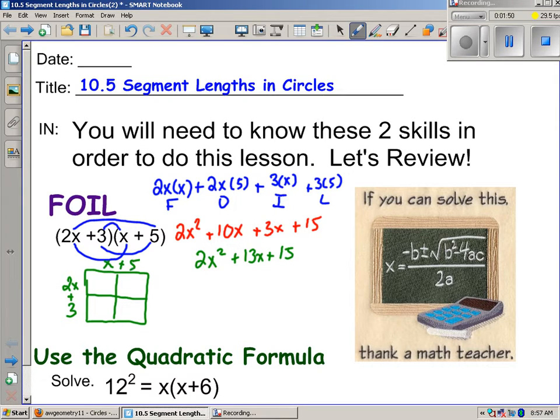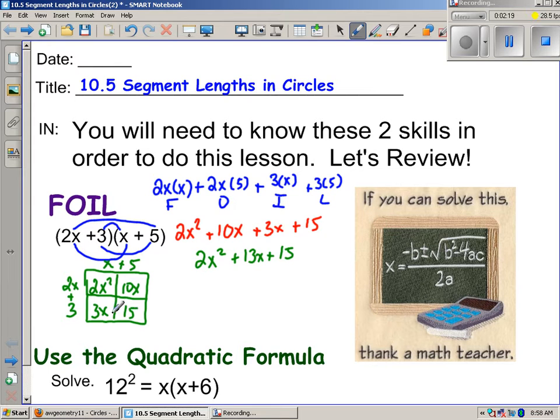If I find the area of each little rectangle, I'm going to do my length times my width, which is 2x times x, which is 2x squared. If I take my height times my base of this one, it's going to be 2x times 5, which is 10x. Then the area of this rectangle is 3 by x, so it would be 3x. And the area of that rectangle is 3 by 5, which is 15.